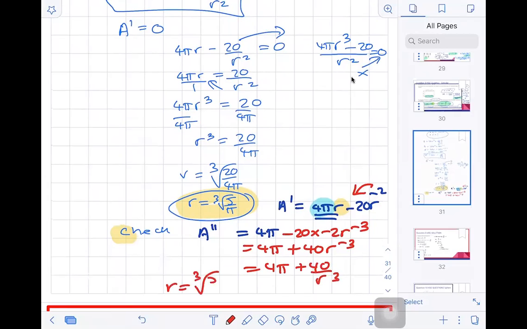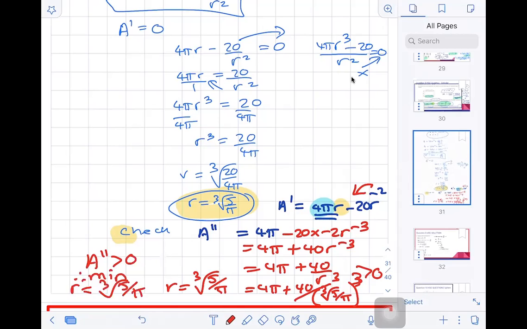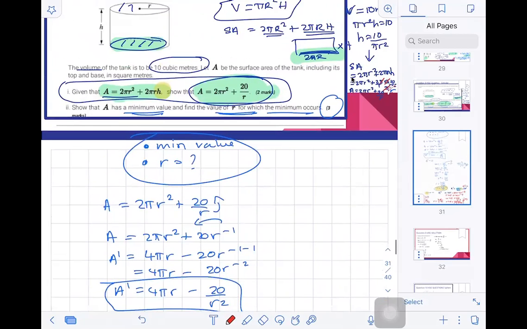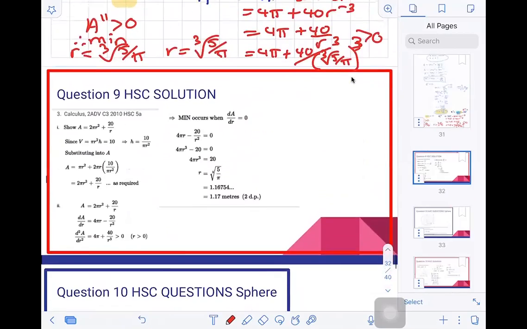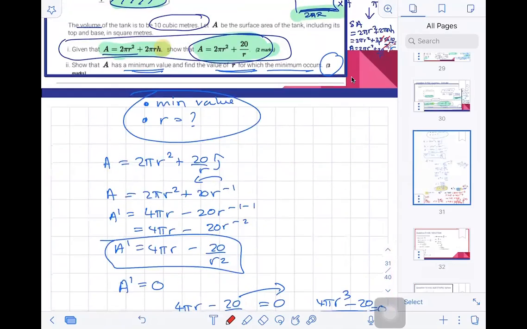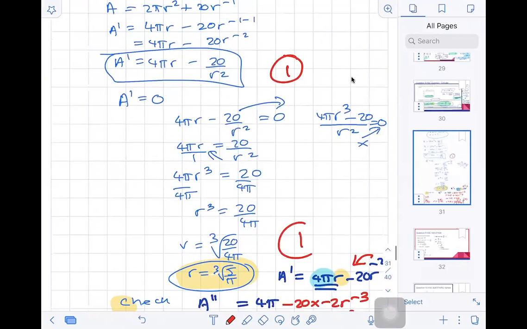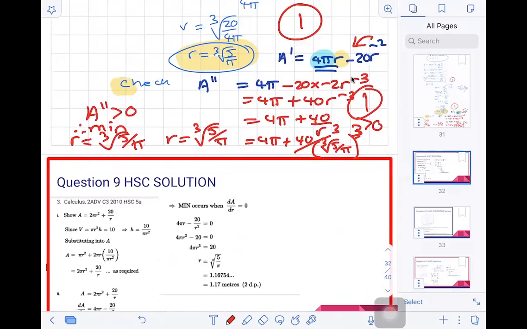If r is the cube root of 5 on pi, when you put that in, I actually do not care what the value is. I just care that it is definitely positive. So A double dash is greater than 0, therefore it is a minimum when r is the cube root of 5 on pi. And I think that's all we have to do. We have to find r for which it is a minimum and show it's a minimum. So your 3 marks there would be differentiating, solving, showing it is a minimum.